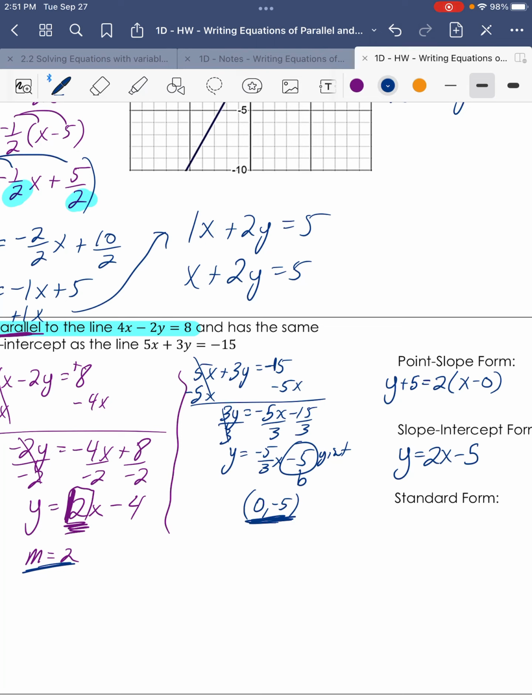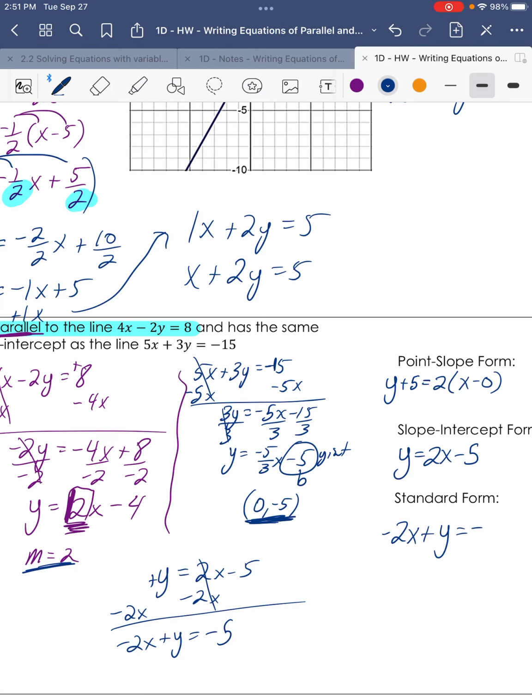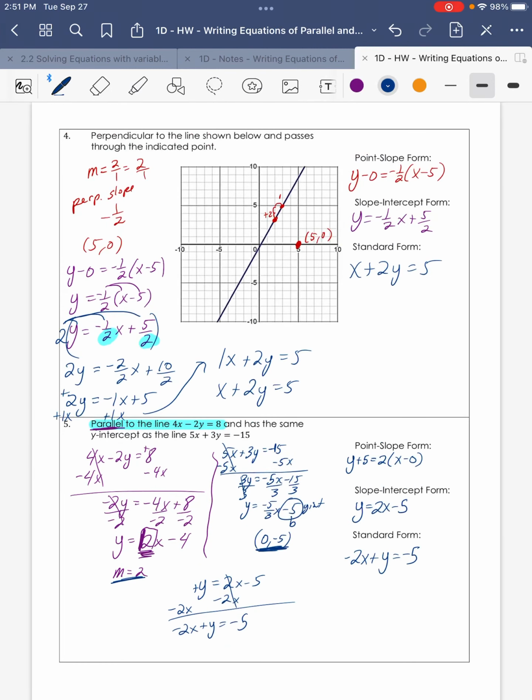And standard form, we're going to move the x and y terms to one side. The y is positive, so I'm going to write plus. And there's our standard form. So no decimals, no fractions, and the x and y terms are on one side.